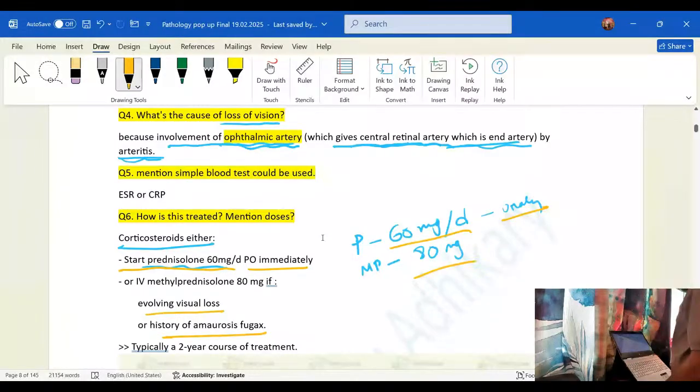What is the cause of loss of vision? Because of involvement of the ophthalmic artery, which gives off the central retinal artery. Investigations: ESR and CRP.